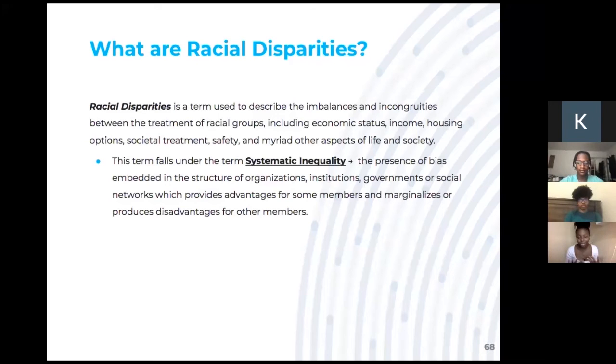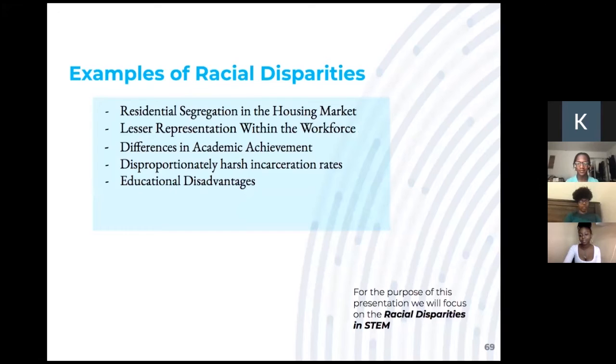So what are racial disparities? Racial disparities refers to differences in treatment and outcome due to race. These disparities can present themselves through housing and education and safety and income, and again, other aspects of our lives in society. And here are some examples of racial disparities.